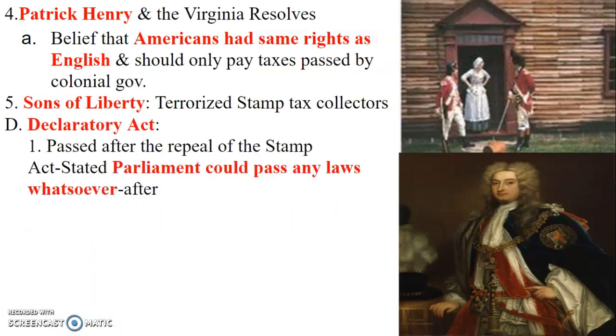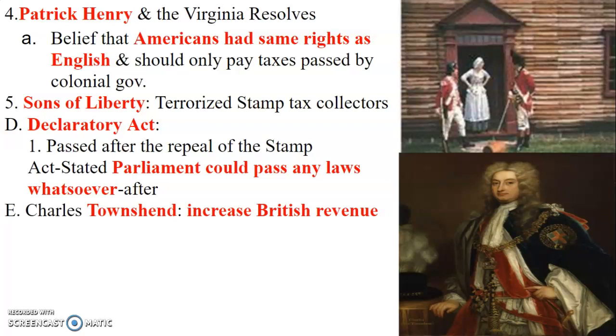We have the Declaratory Act. It was passed after the repeal of the Stamp Act. Remember, Congress repealed the Stamp Act because they were so upset about it. In order to save face, Parliament passed new laws, basically saying, all right, we're going to remove the Stamp Act because you guys were very upset about it. But from now on, Parliament, the British, could pass any law whatsoever, and you can't say anything about it. This was the Declaratory Act.